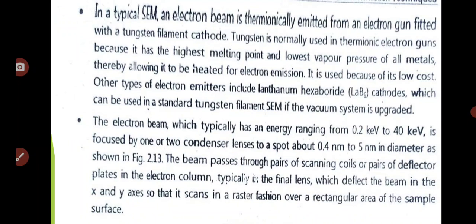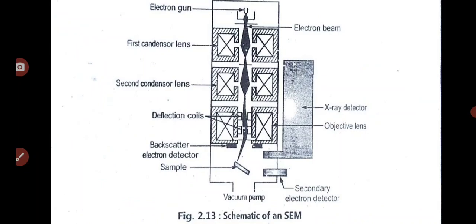Another example is the lanthanum hexaboride cathode, but the tungsten filament, as compared to this, is low in cost. And this electron beam, which ranges from 0.2 kilovolt to 40 kilovolt, is focused by one or two condenser lenses into a spot of 0.4 nanometer to 5 nanometer in diameter, which is shown in the figure.